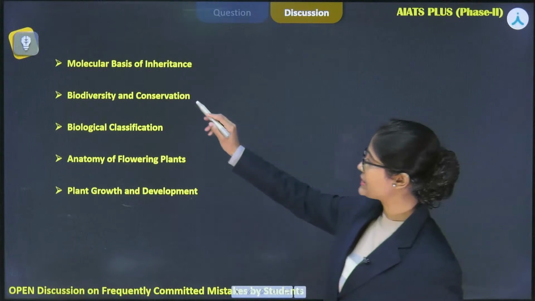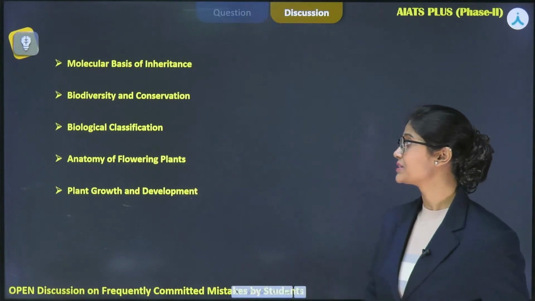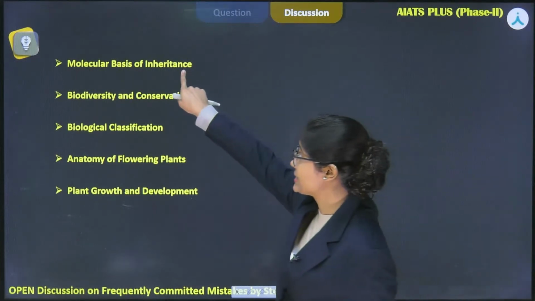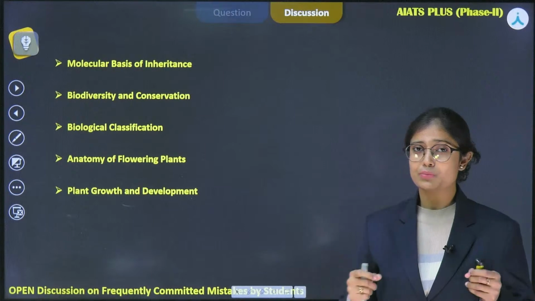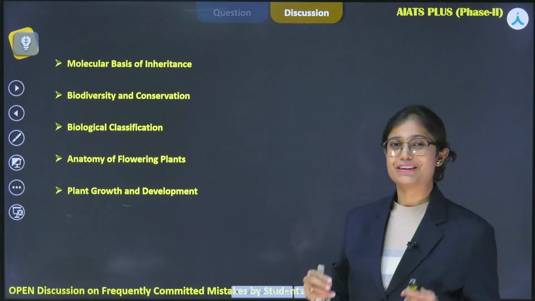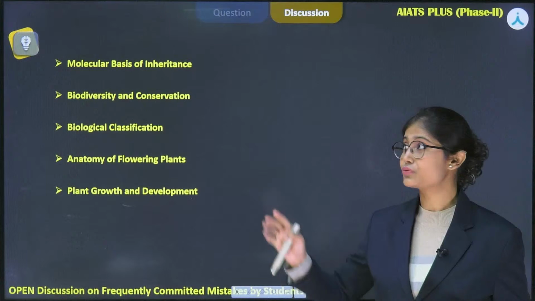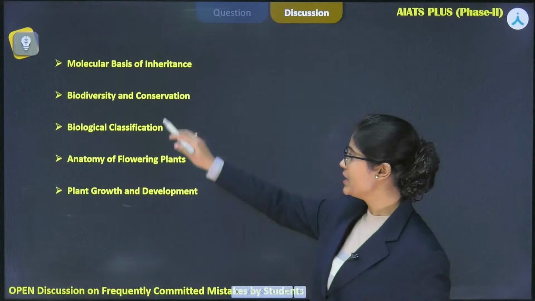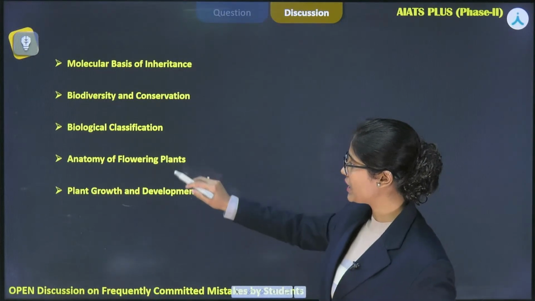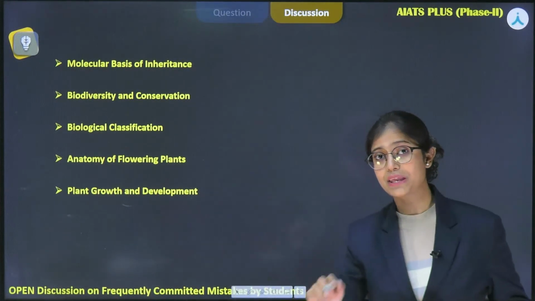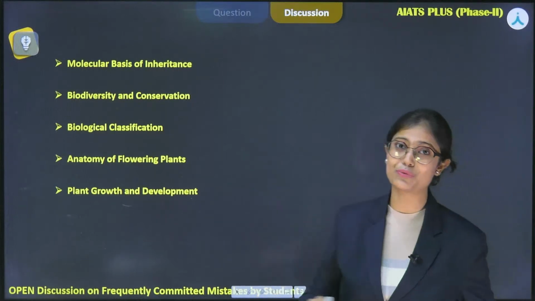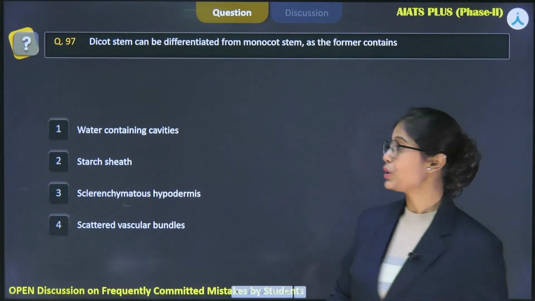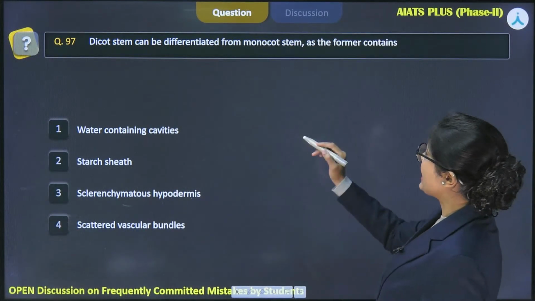So the first two topics, molecular basis of inheritance and biodiversity and conservation, are from 12th class, which are very important. This chapter holds great value in the NEET exam because from this chapter 6 questions had been asked. Now these 3 chapters, biological classification, anatomy, and plant growth and development, are from the 11th class and these are also very important.